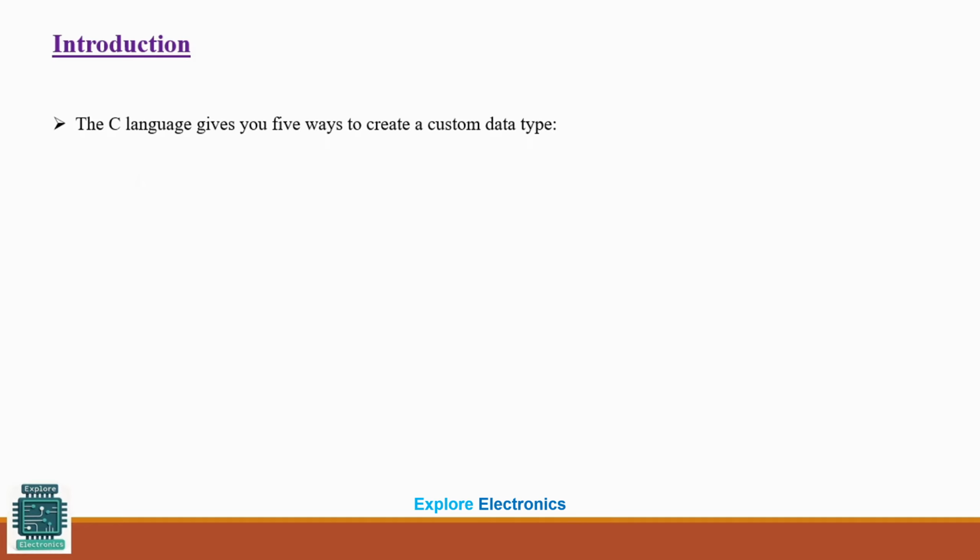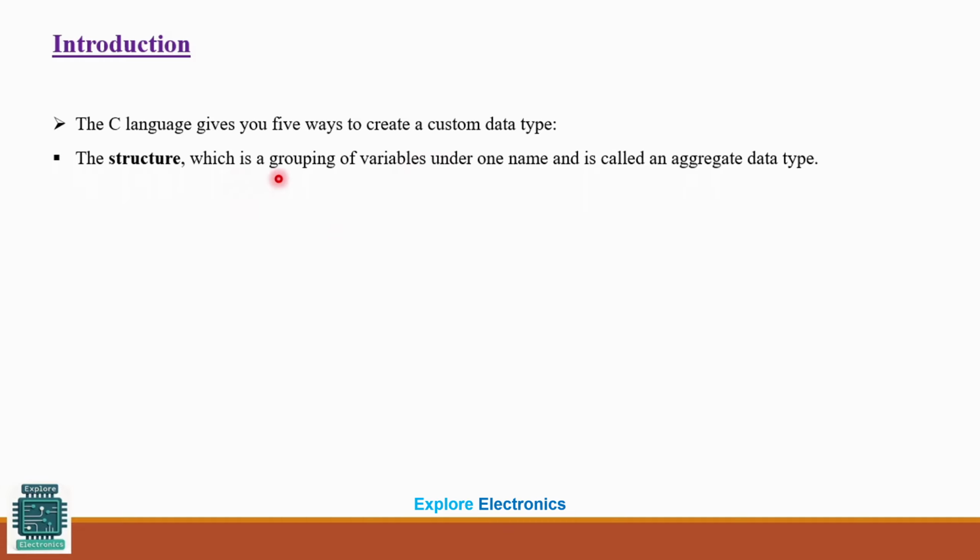Fine. C language gives 5 ways to create a custom data type. We will study them one by one, and the first one is structures. A structure is a grouping of variables under one name and is called an aggregate data type. In the upcoming concepts, we will study how to declare and initialize a structure. This we will study next, right?